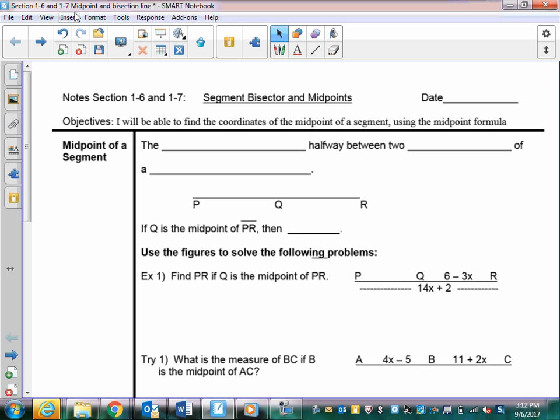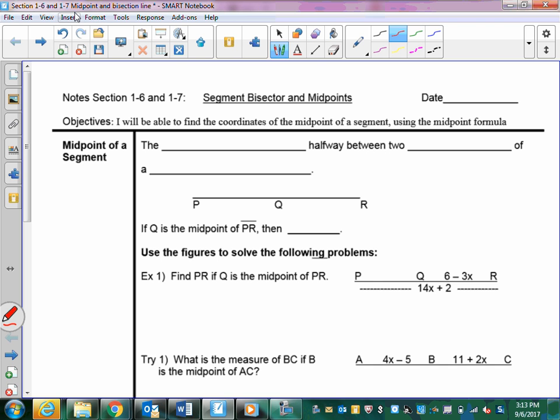It's kind of a combination of two sections. We're dealing with segment bisector and midpoint. For this lesson, when we are done, you'll be able to find the coordinate of the midpoint of a segment using the midpoint formula. So first of all, what is the midpoint of a segment?